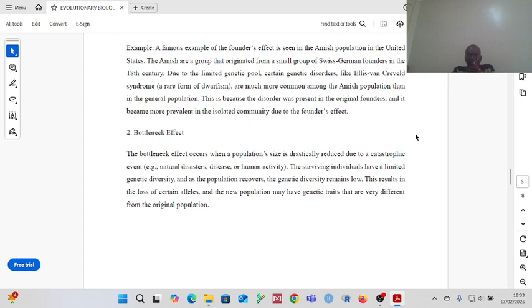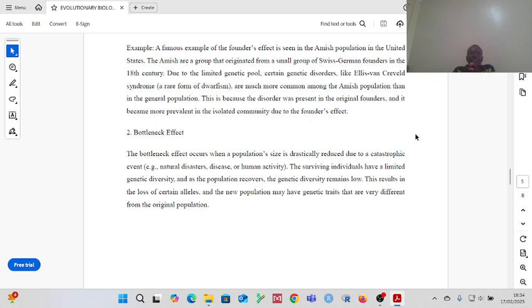If there is a drought, for example, in the northern part of Kenya, then sheep die. That is a bottleneck effect on the sheep because their population size has been reduced drastically as a result of a catastrophic event. So in the event that only a section died, the surviving individuals will have a limited genetic diversity. So maybe there were 100,000 sheep. Out of the 100,000, let's say because of drought, 40,000 died. What remains is 60,000.